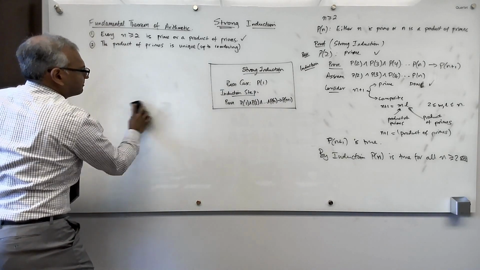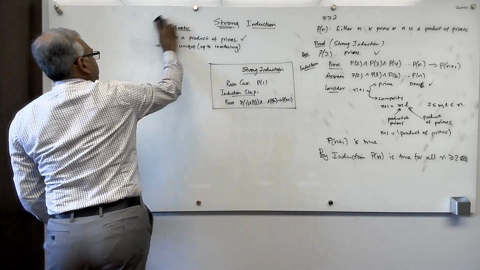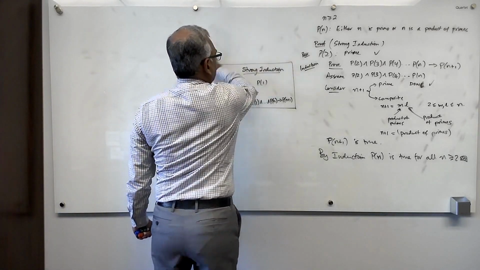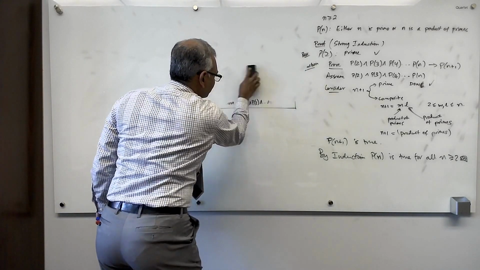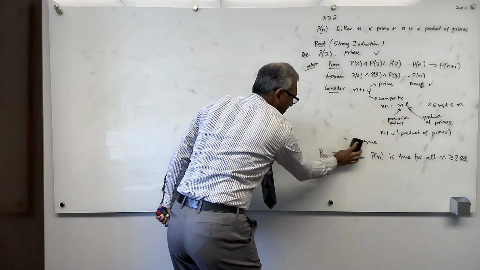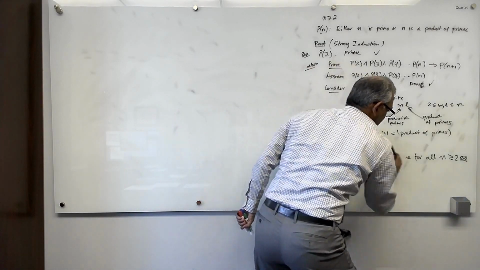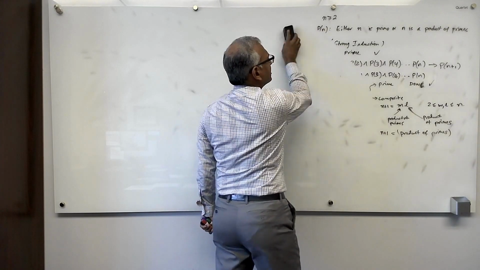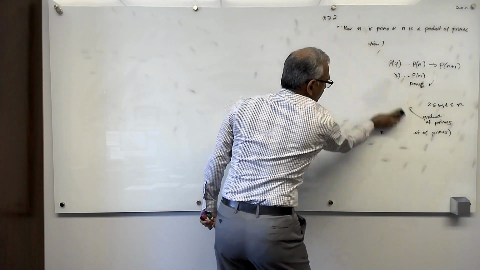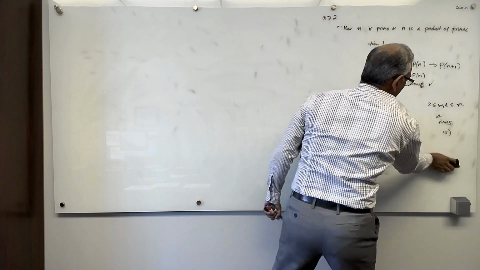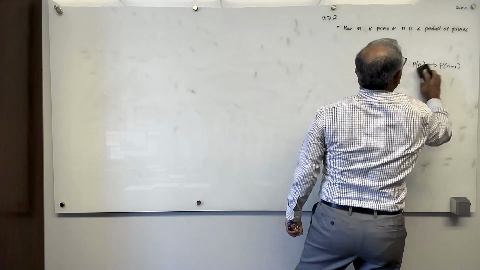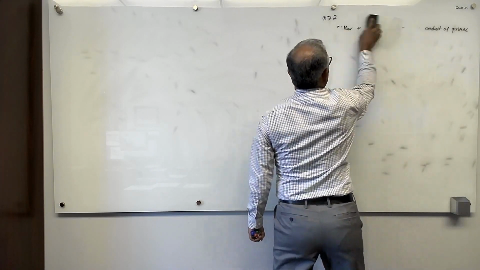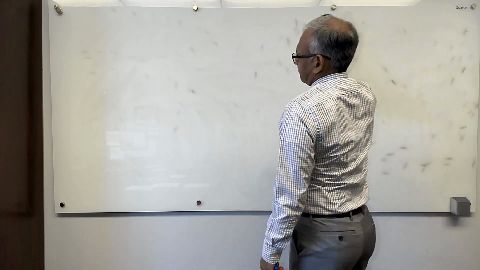Let's do another example with strong induction. By the way, this fundamental theorem of arithmetic is called a representation theorem, because what does it do? It represents the integers using some other object. So it says that any integer greater than or equal to 2 can be represented as a product of primes.